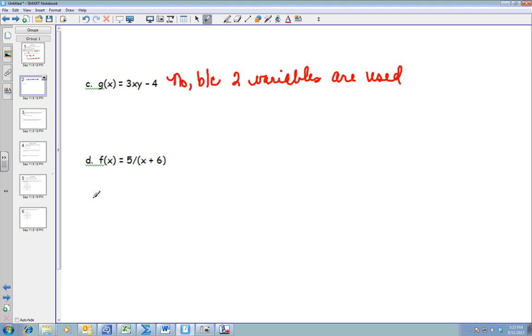Okay, so let's look at D. F of x equals 5 over x plus 6. So yes or no, is this a linear relation or a linear function? And we're going to say no, because I have a variable in the denominator.